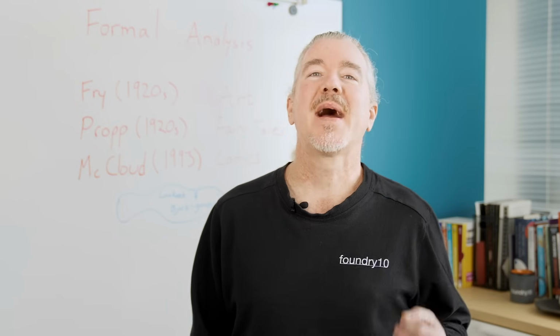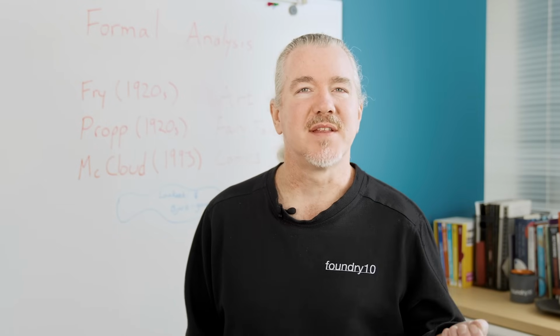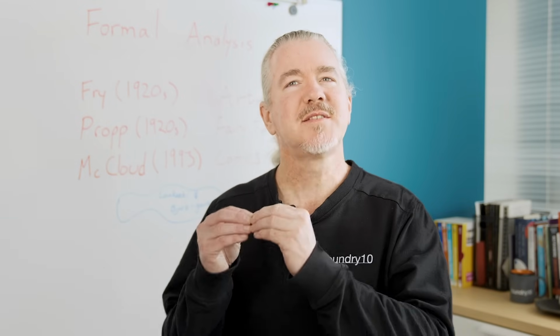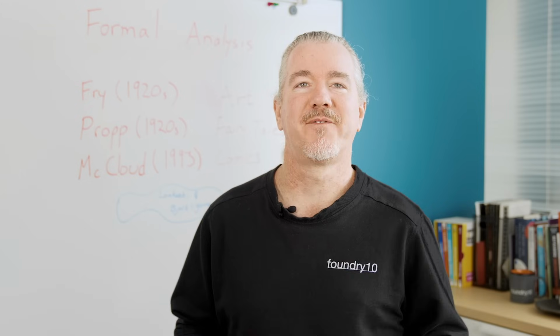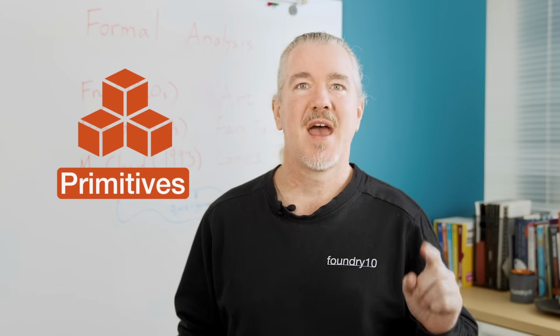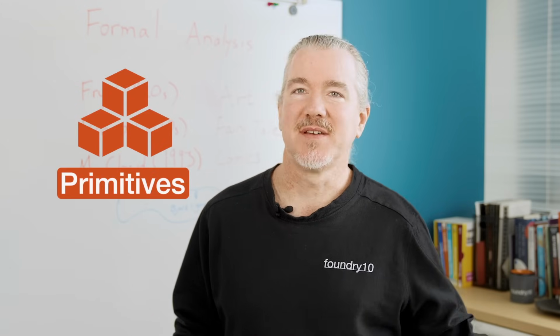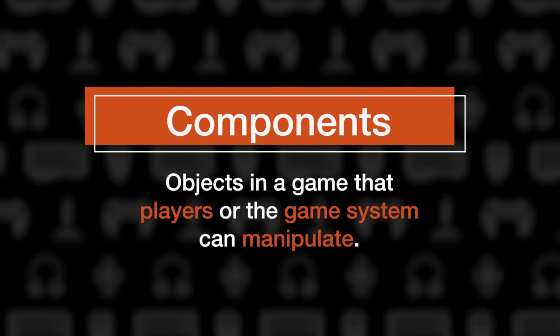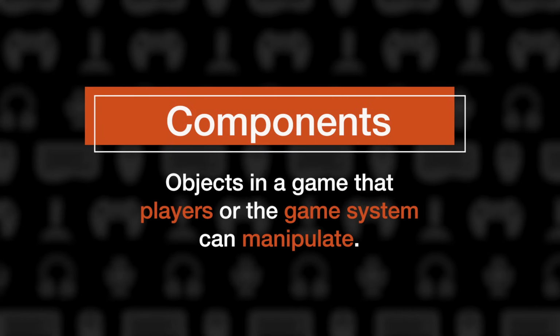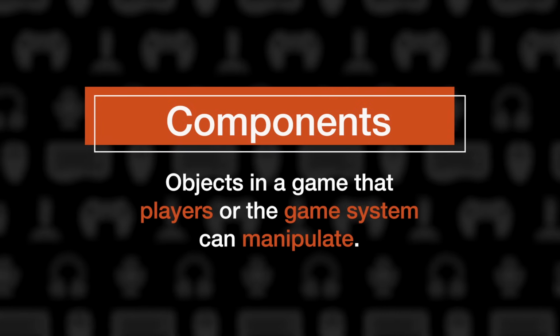Let's start by identifying the basic units of a game. The smallest building blocks of a design are referred to as primitives, and there are several types of primitives in game design. 1. Components. These are objects in a game that players or the game system can manipulate.